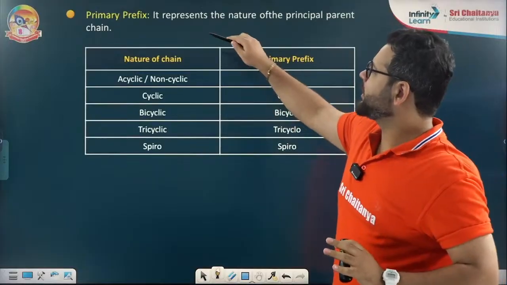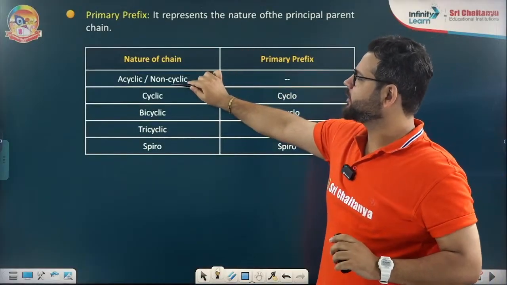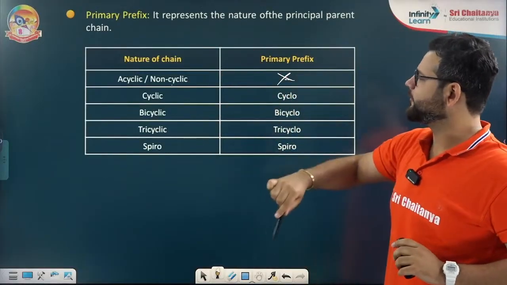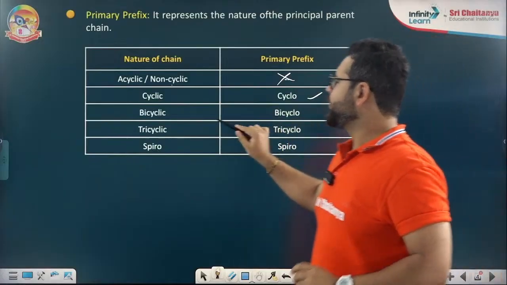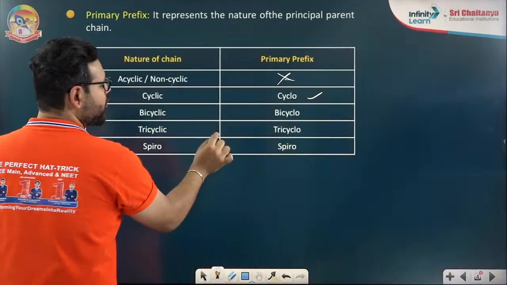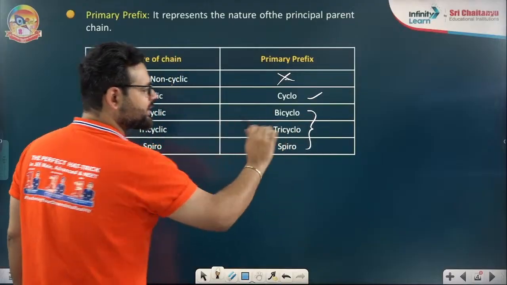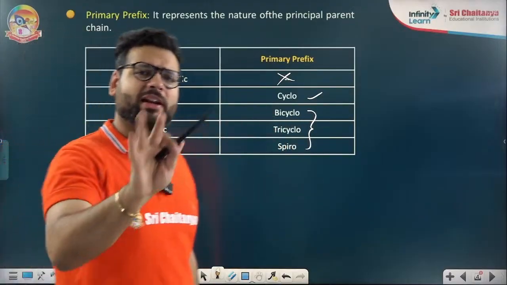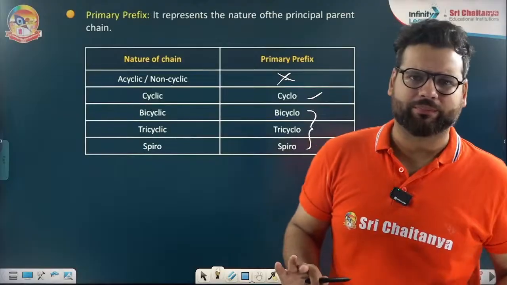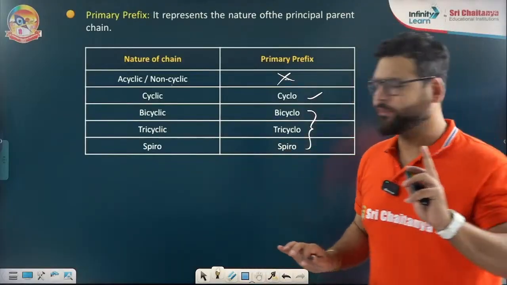Okay, primary prefix represents, if it is non-cyclic, no primary prefix. Cyclic: cyclo, bicyclic, tricyclic, spiro are not in the syllabus. Okay, not in the syllabus. One example, if you want, you can just mention them.